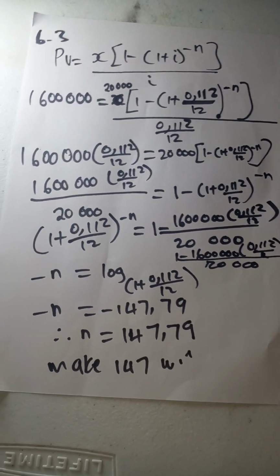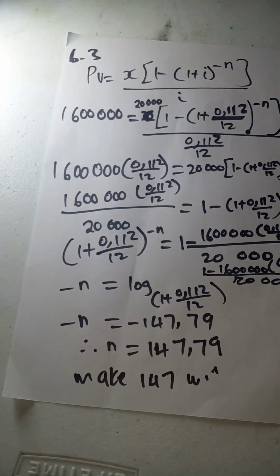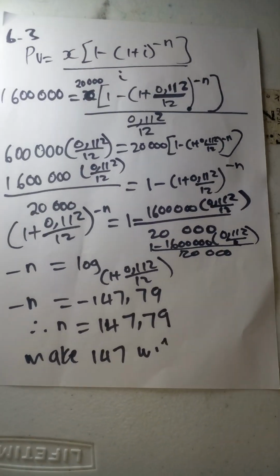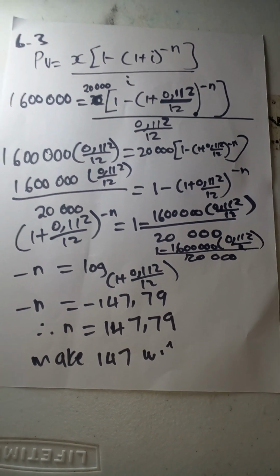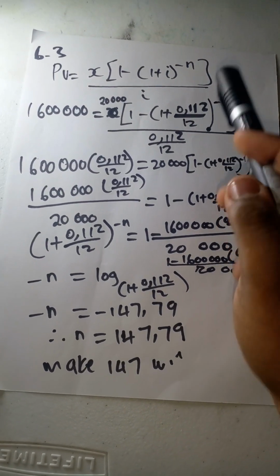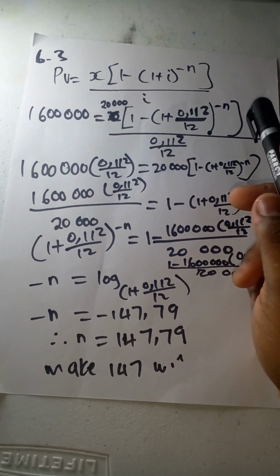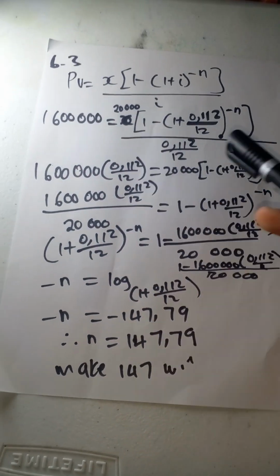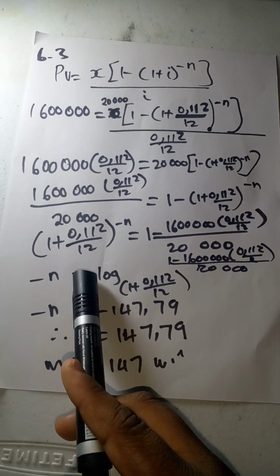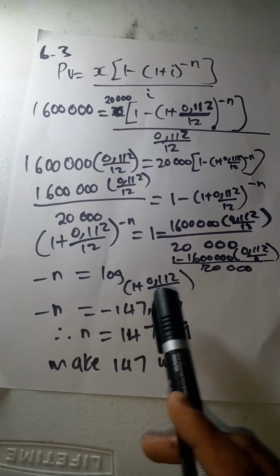So now, as you can see, this one was saying what? They want the number of withdrawals. I told you that whenever they're talking about withdrawals, you use what? Present value. And they were looking for the value of n, so which is that. So now I simply started by doing what? Writing all I had, and then did all my maths. Here I used logarithms, and then now I got my answer there.